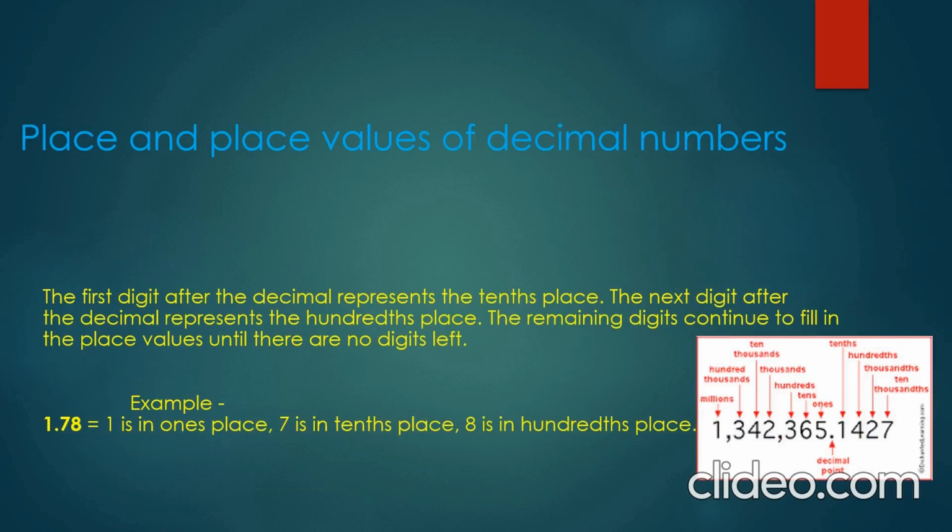Place and place values of decimal numbers. The first digit after the decimal represents the tenths place. The next digit after the tenths place represents the hundredths place. The remaining digits continue to fill in the place values until there are no digits left. Example, 1.78. Here, 1 is in ones place, 7 is in tenths place, 8 is in hundredths place.